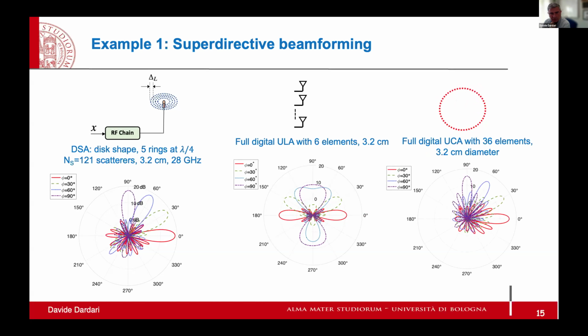So if we compare all these diagrams, what we can see is that here we get a much higher gain with respect to this one, especially, but also with respect to the UCA. So basically what we obtain is a super directivity effect, and we obtain it in all directions. You know that typically super directivity effect can be obtained by coupling the antennas, but only in the end-fire direction, not in all directions. So here we obtain the super directivity effect in all directions with a very simple structure.